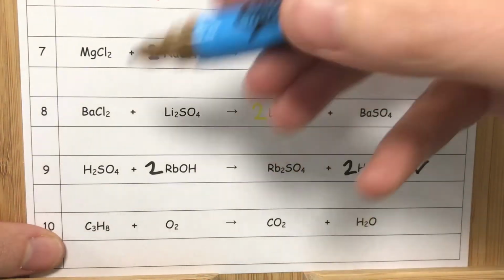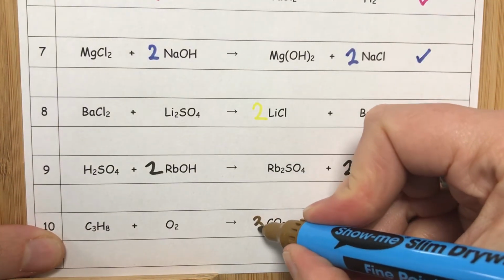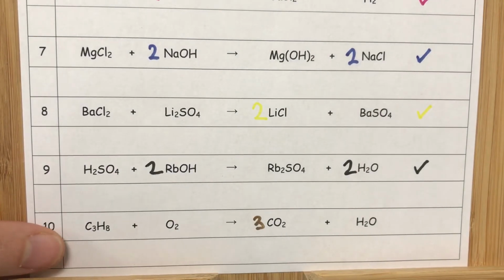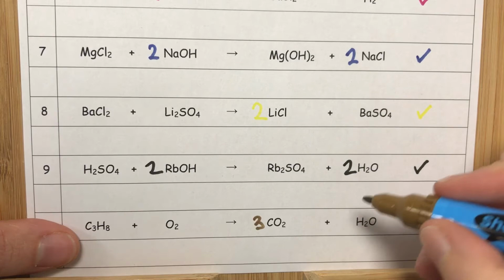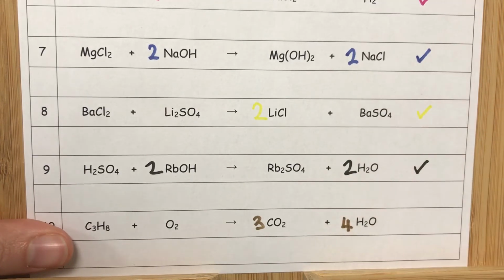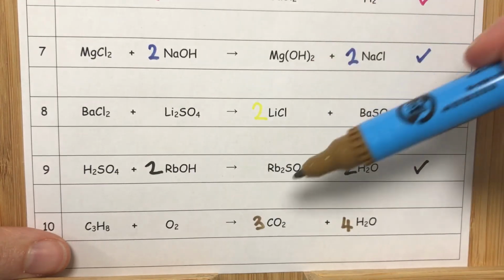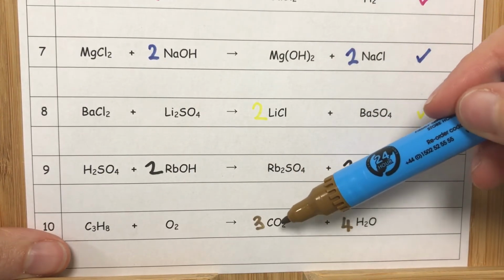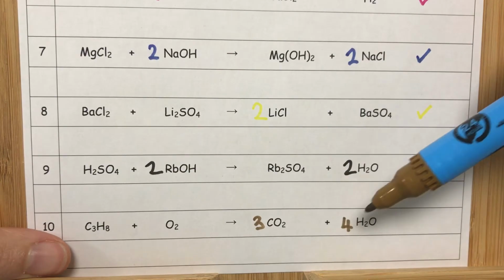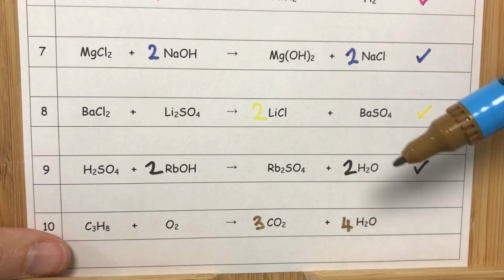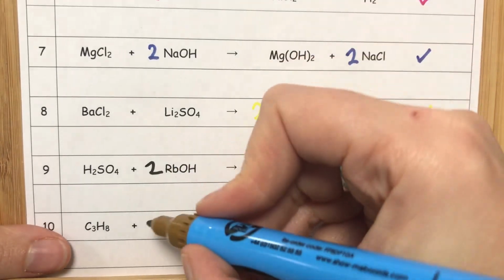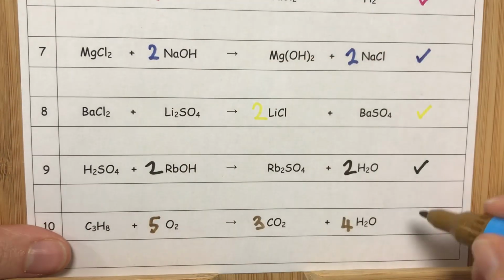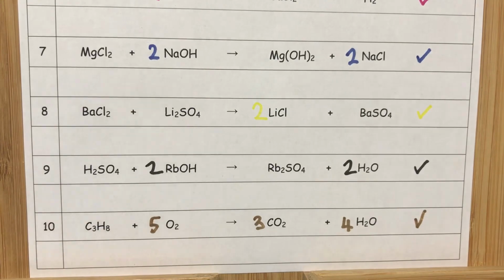So 3 carbons, let's put a 3 here, 3 carbons. 8 hydrogen, so I need a number multiplied by 2 that makes 8, which is 4. And now let's look at the oxygen. I've got 2 oxygen here. I've got 3 times 2, which is 6 oxygen here, plus 4 is 10. So a number multiplied by 2 that makes 10, 5. All balanced. Hope you found that useful.